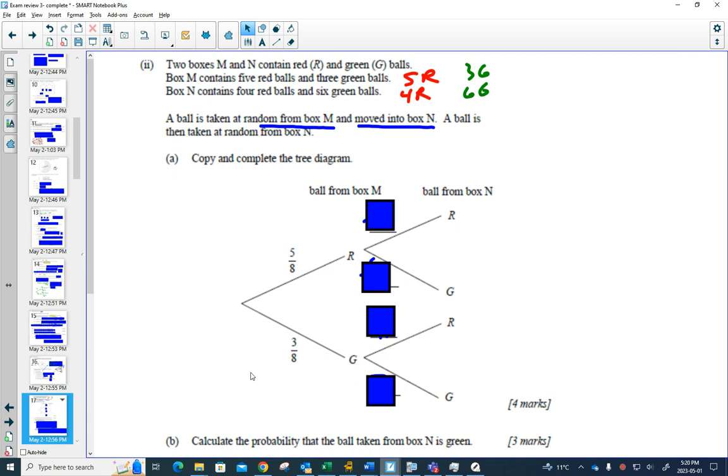This is a long question. Okay, part 2. 2 boxes, M and N, contain red and green marbles. Box M contains 5 red and 3 green. Box N 4 red and 6 green. A ball is taken at random from box M and moved into box N. A ball is then taken at random from box N. So here is the tree diagram. If you took a red one out, then you put it into box N. Box N now has 11 marbles instead of 10, and 5 of them are red, but 6 of them are still green, and so forth.